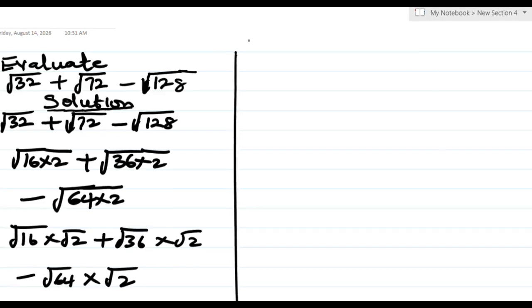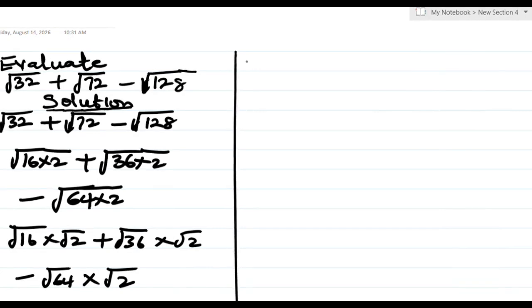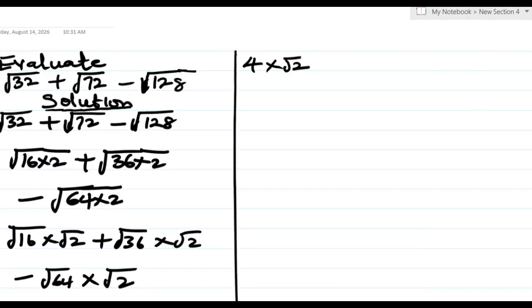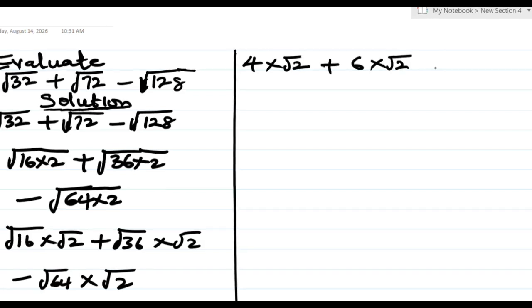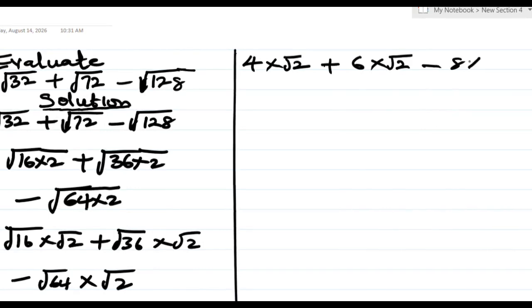What is the square root of 16? Square root of 16 is 4. So we have 4 multiplied by root 2. And then what is the square root of 36? That is 6 multiplied by root 2. And then that's minus. What is the square root of 64? That is 8 multiplied by root 2.